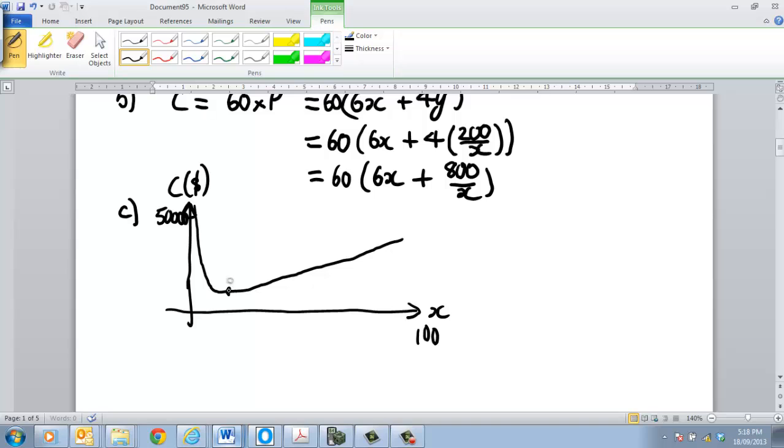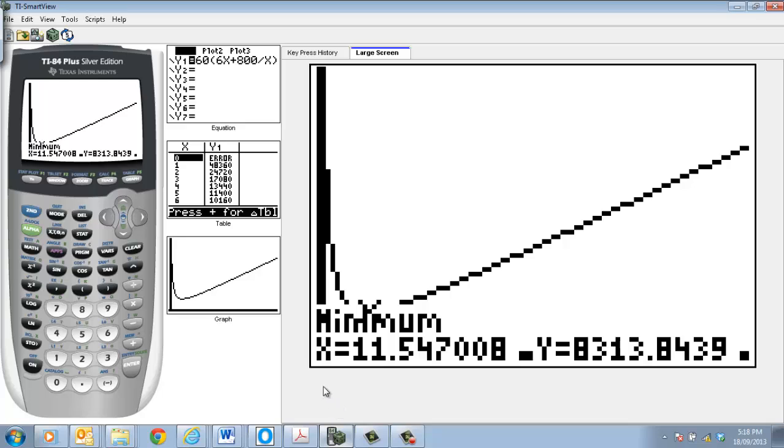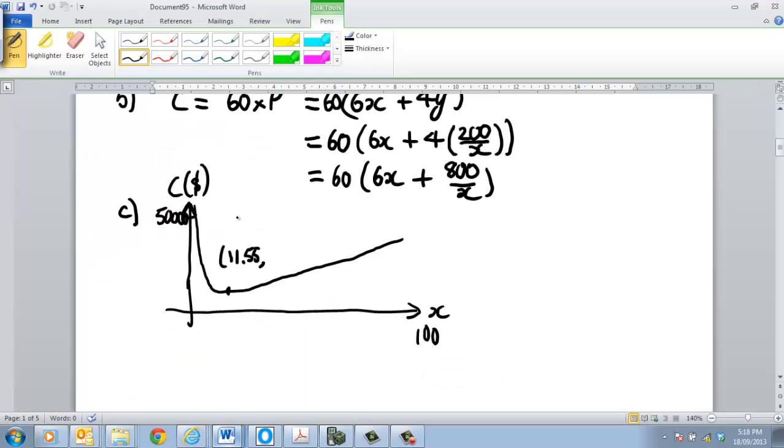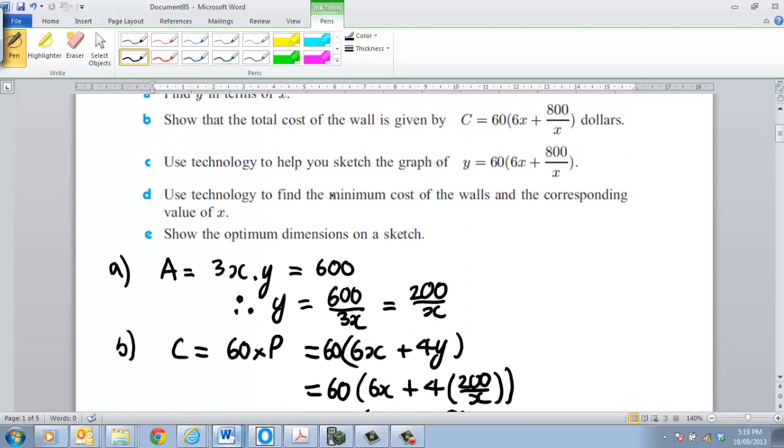And then we know this point over here. Probably should label it. It's 11.55. And the x coordinate was, the y coordinate was 8,313.84. So that there is 8,313.84. Alright, so now we're in a situation where we can answer the rest of the questions. So sketch that, labelling our axes and giving a scale.